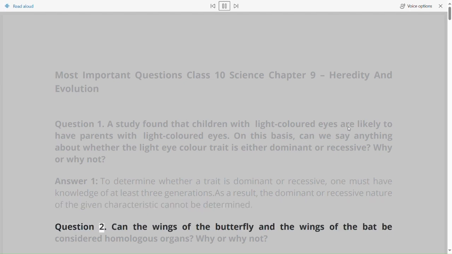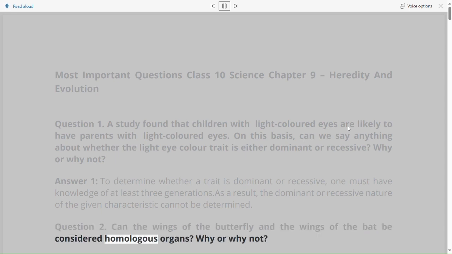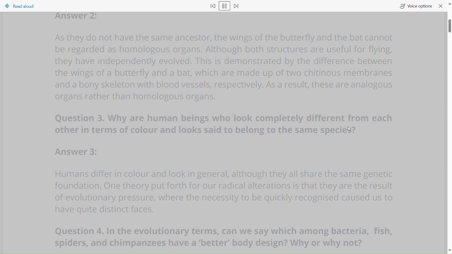Question 2. Can the wings of the butterfly and the wings of the bat be considered homologous organs? Why or why not? Answer 2. As they do not have the same ancestor, the wings of the butterfly and the bat cannot be regarded as homologous organs. Although both structures are useful for flying, they have independently evolved.